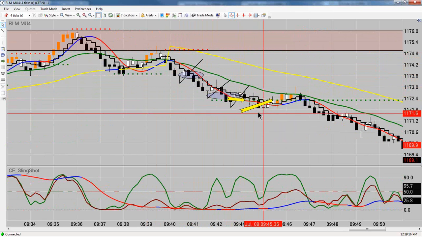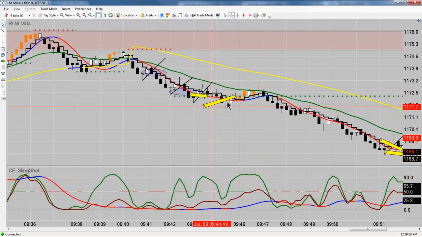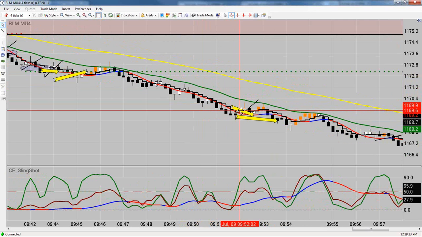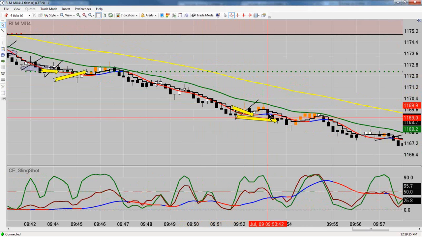We got in this one, and I should have taken some profit. I got a text message, so I missed it. And I ended up getting a break even on that one. The next trade that we had in here was right here. I think I took 4 ticks profit on that one.